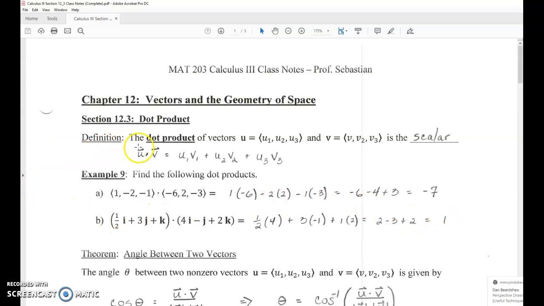Okay, so the definition. The dot product of vectors u, which has components u1, u2, u3, and vector v, which has v1, v2, and v3 as its components, is the scalar. So the result of multiplying, in this sense, the dot product, two vectors u and v, is a scalar. It's not a vector. The notation we use is u dot v. We say the dot product of u and v, or u dot v, equals u1 v1, so the first component of u times the first component of v, plus u2 v2 plus u3 v3.